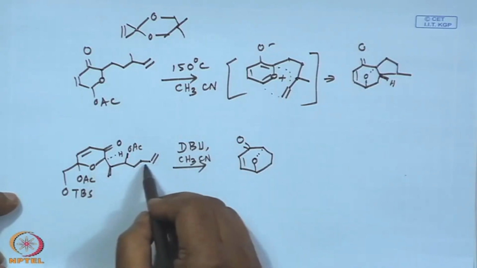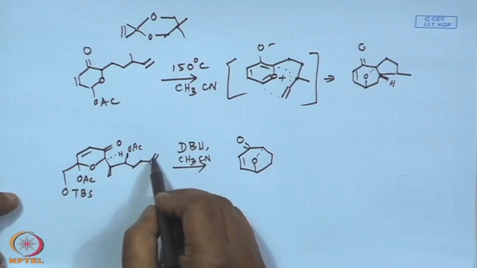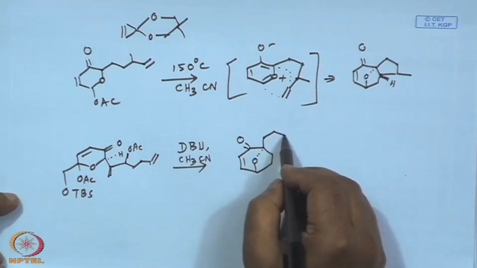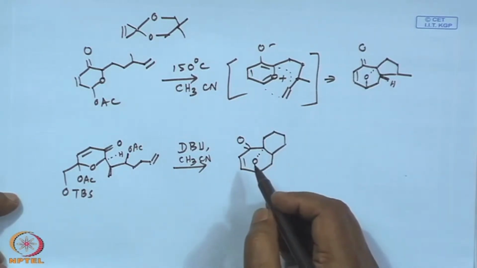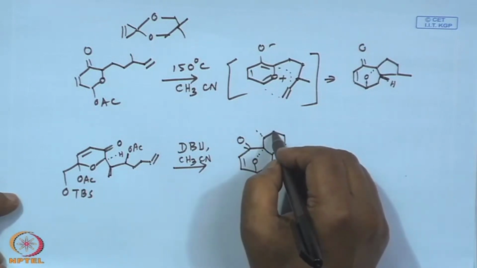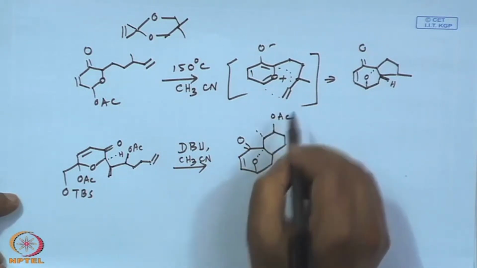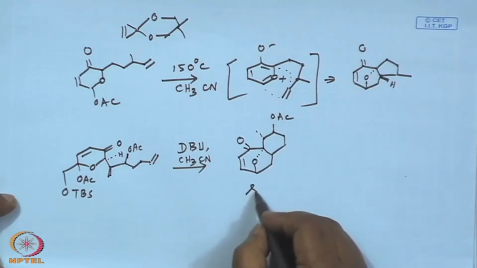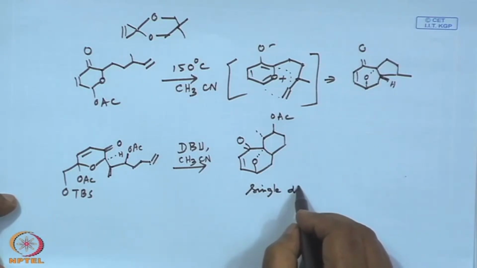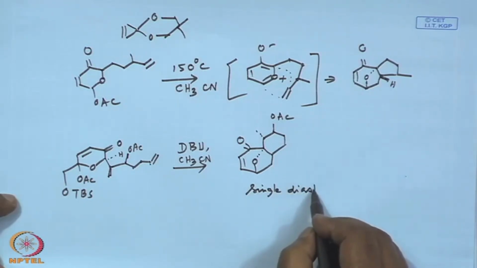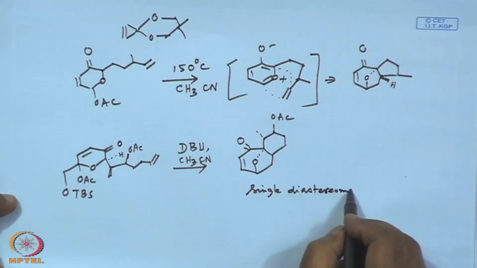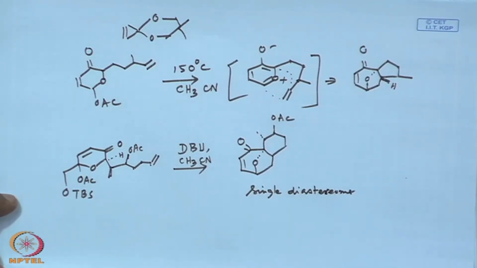That means basically 1 2 3 4 5 6. So, what you will see is a 6 membered ring, and then this acetate. Because of these substituents you get a single diastereomer.